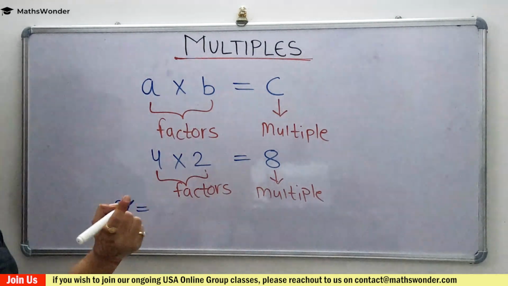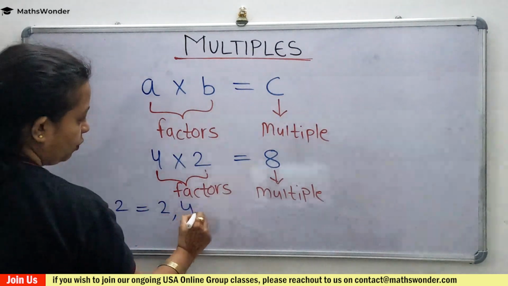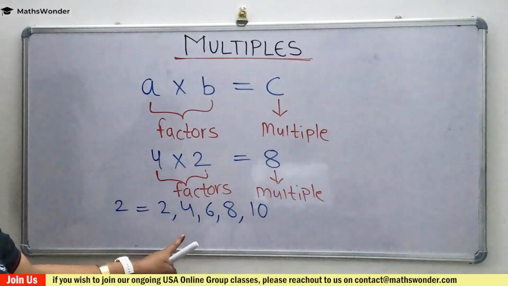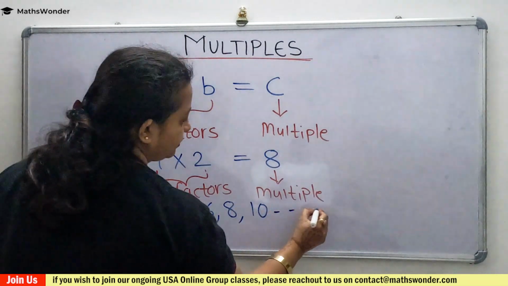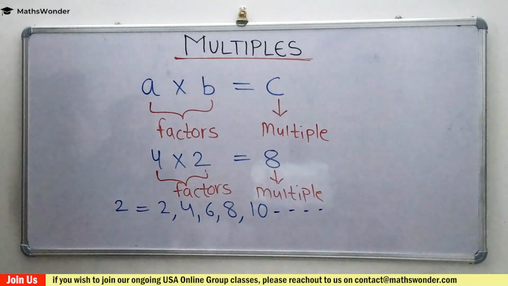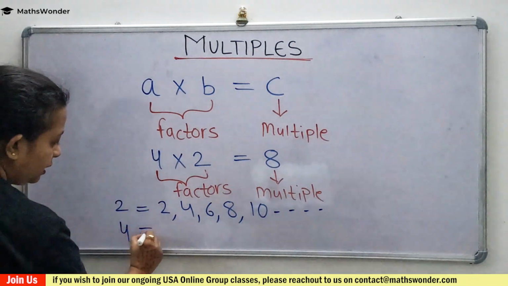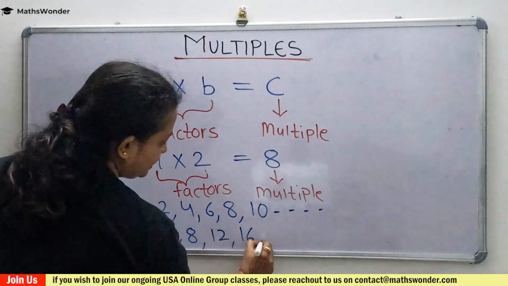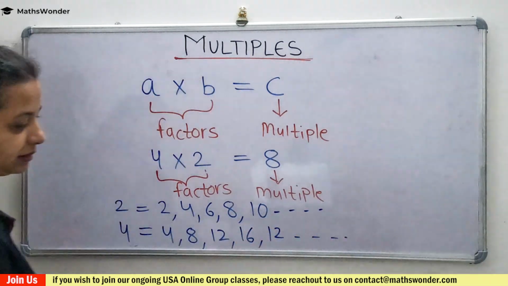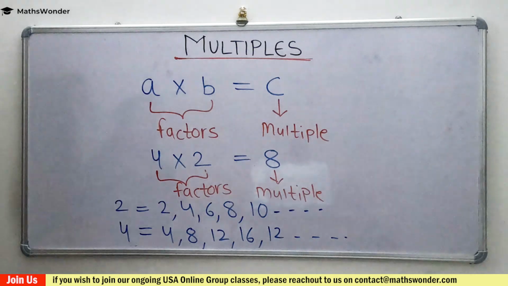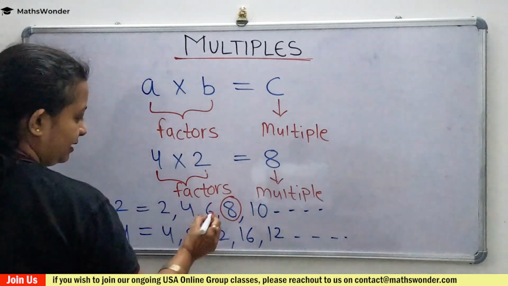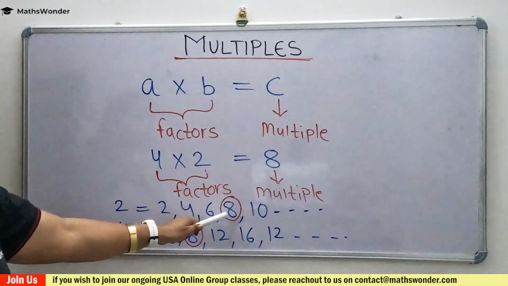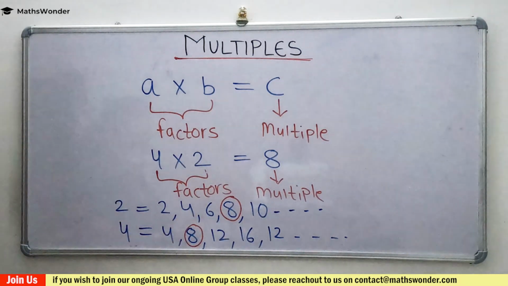Now, find the multiples of 2: 2, 4, 6, 8, 10, and so on. When you find the multiples of 4, then 4, 8, 12, 16, 20 and so on. So what will we find here? 8 is here, 8 is here. So 2 and 4 are the factors of the multiple 8.